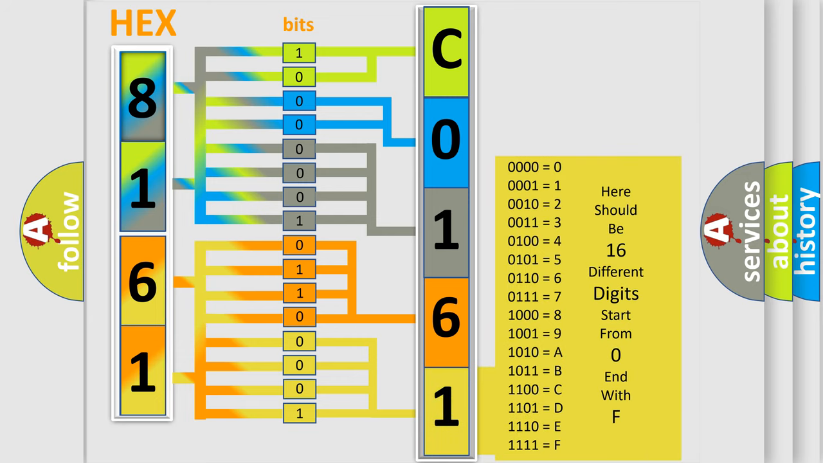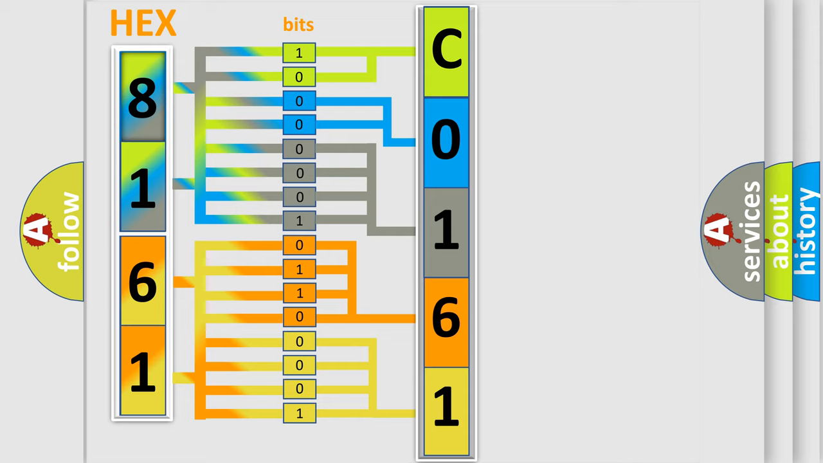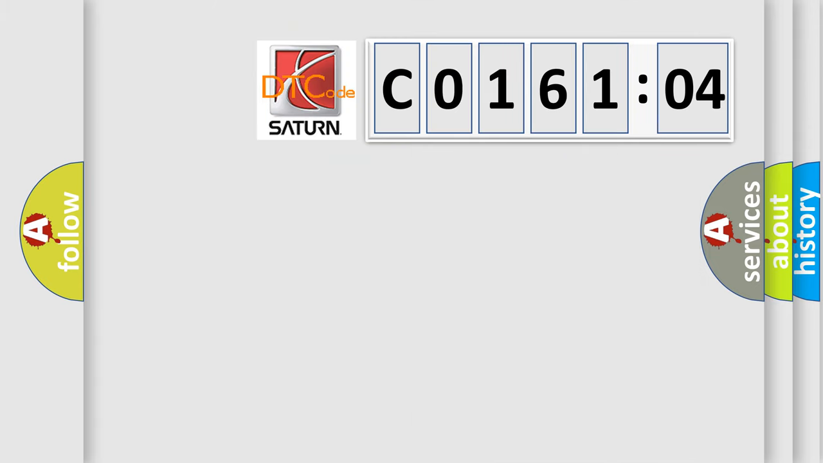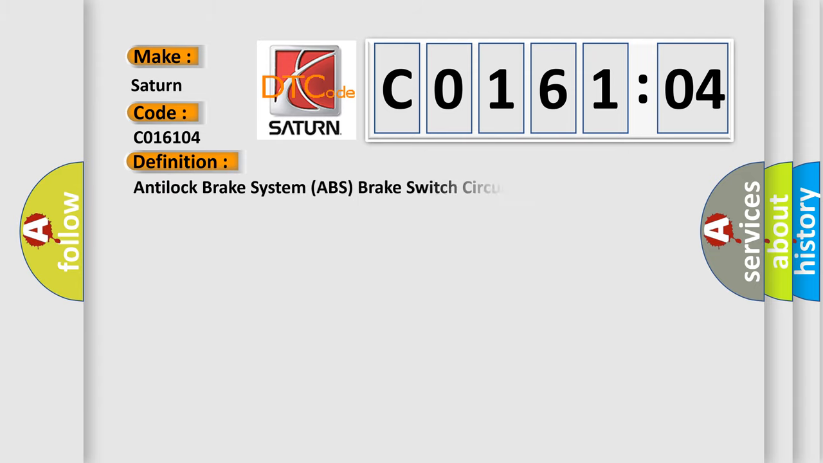We now know in what way the diagnostic tool translates the received information into a more comprehensible format. The number itself does not make sense to us if we cannot assign information to what it actually expresses. So, what does the Diagnostic Trouble Code C0161-04 interpret specifically for Saturn car manufacturers? The basic definition is Antilock brake system ABS brake switch circuit open circuit. And now this is a short description of this DTC code.